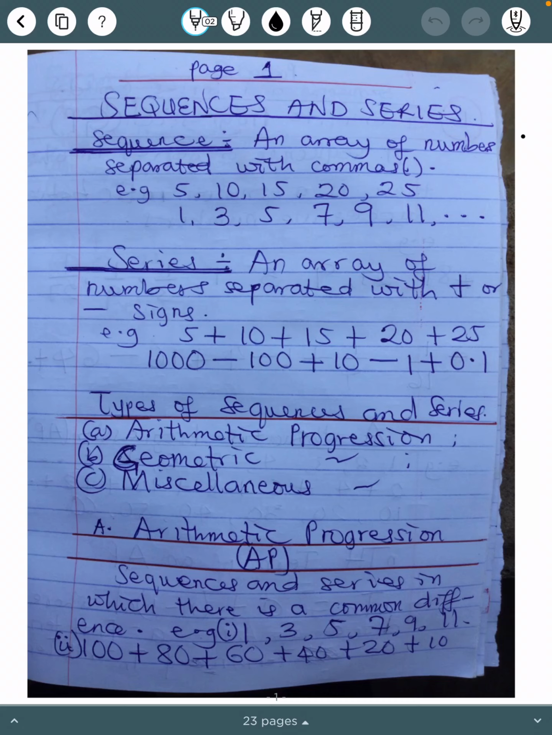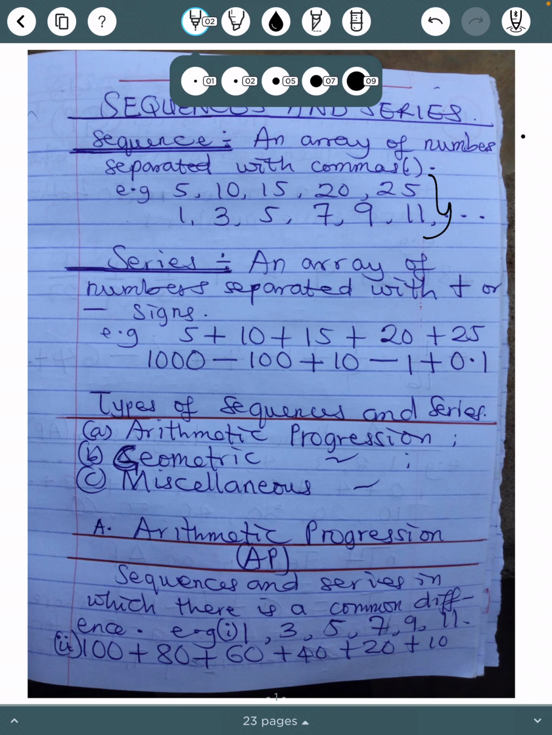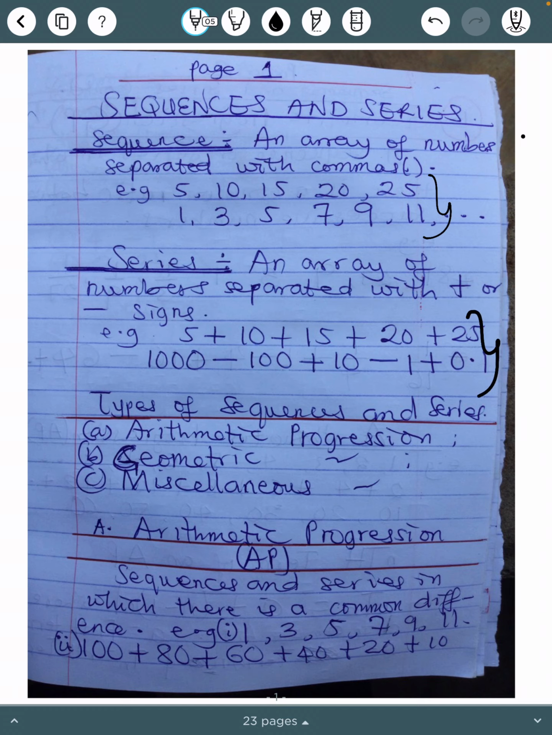Let's look at sequences and series now. Sequences and series is one other simple topic in math. A sequence is an array of numbers separated with commas like this, as you can see here. And a series is an array of numbers separated with plus, minus, as you can see here.